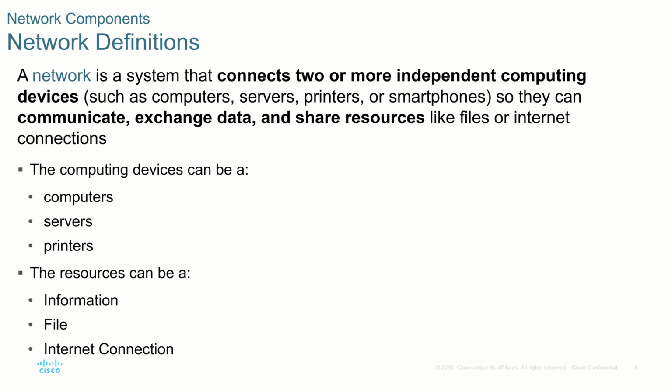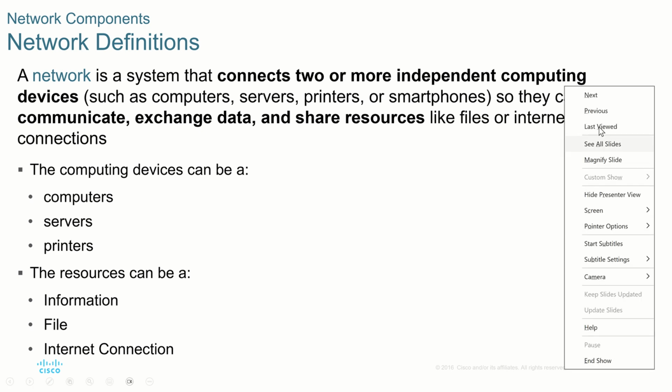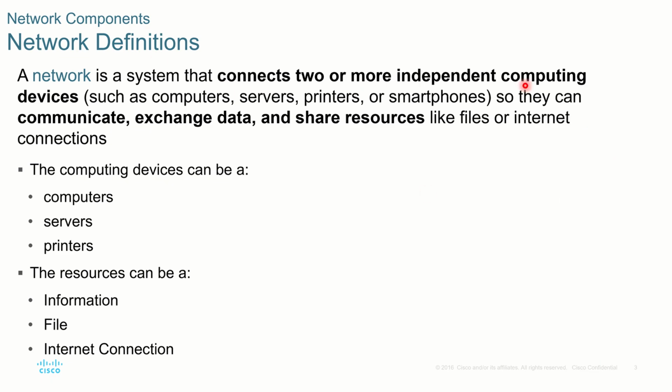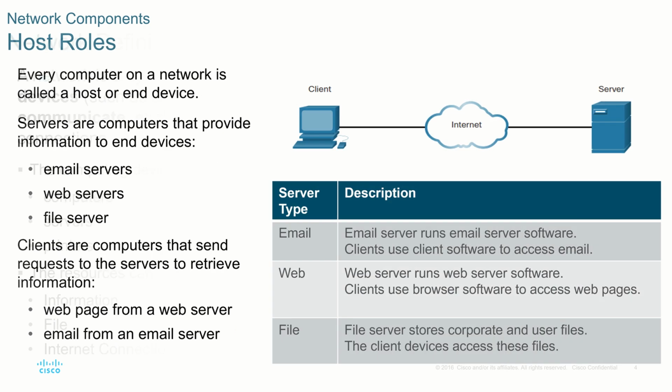of network. So a network is a system that connects two or more independent computing devices. The devices can consist of computers, servers, printers, or smartphones, so that they can communicate, exchange data, and also share resources like files or internet connections. So computing devices, as I mentioned, can consist of computers, servers and printers, and the resources can be information, files, and also the internet connection.